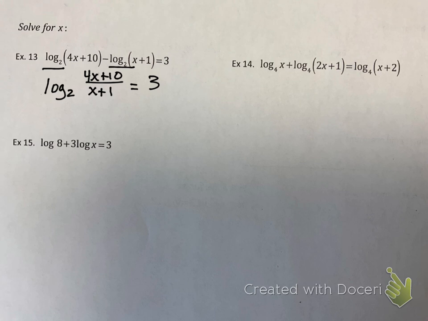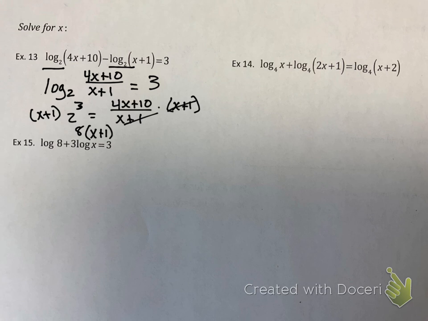So I cannot put (4x + 10)/(x + 1) equal to 3. But I do have it in a one-log form, so I can change this to exponential form. 2 to the third power, remember the base raised to the power, equals this value. Now we can solve this. 2 to the third is 8. So I'm going to multiply both sides by x plus 1, so I can cancel that. So we have 8 times x plus 1. Remember to distribute that. Equals 4x plus 10.